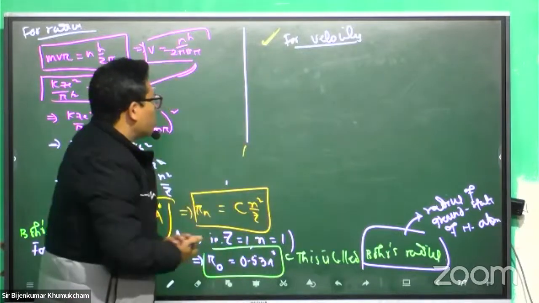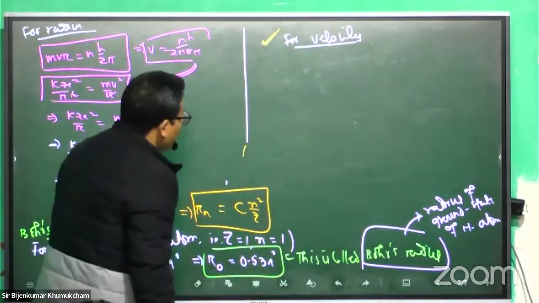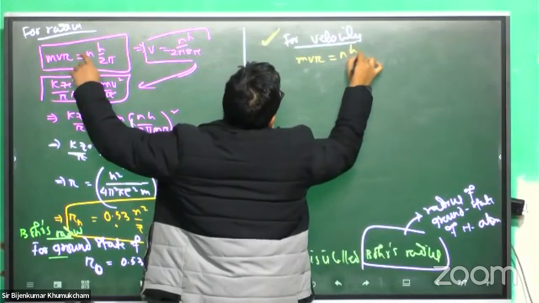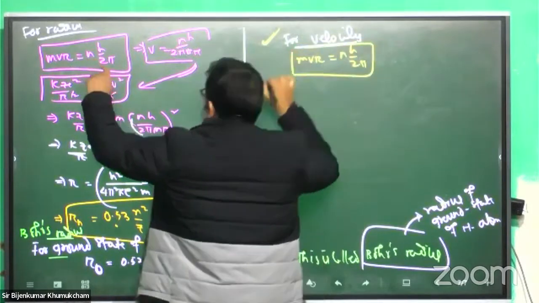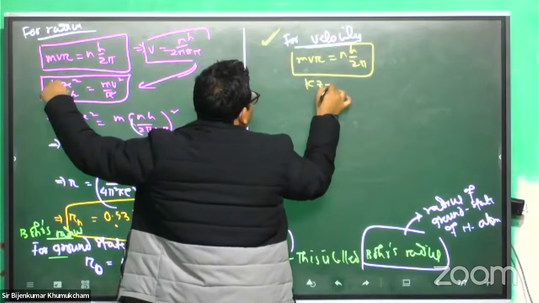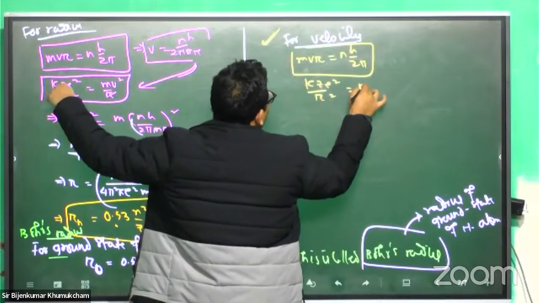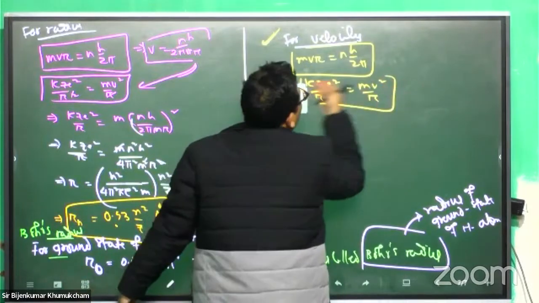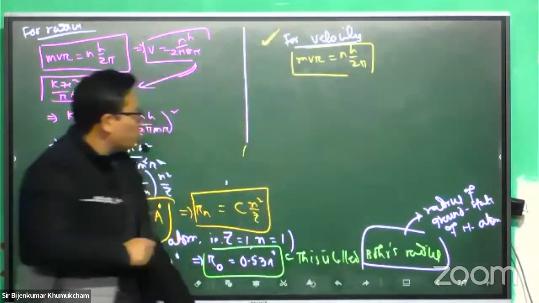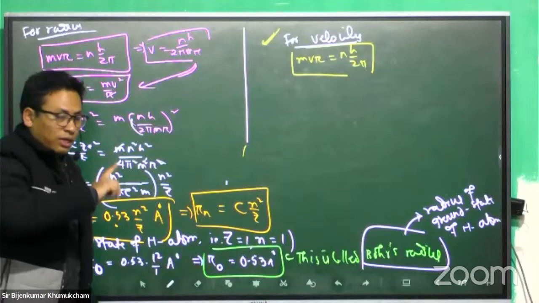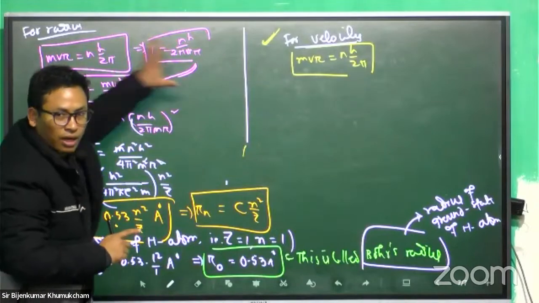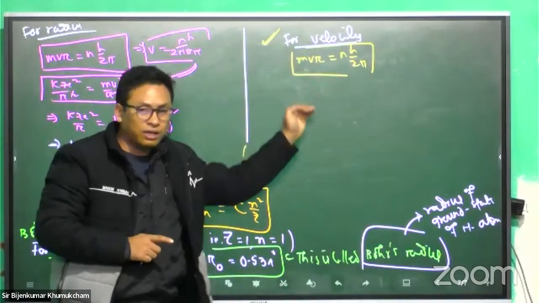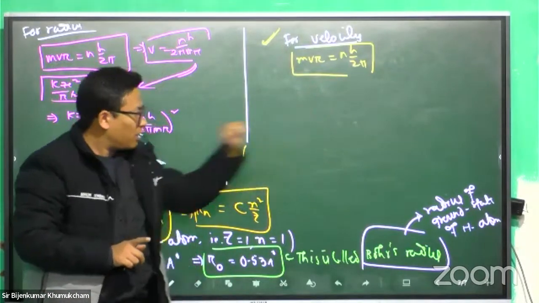Yet now for velocity, velocity derived to get some expression. m v r equals n h by 2 pi. Then k Z e square divided by r square equals m v square by r. Now assuming this, you will get the answer for r.